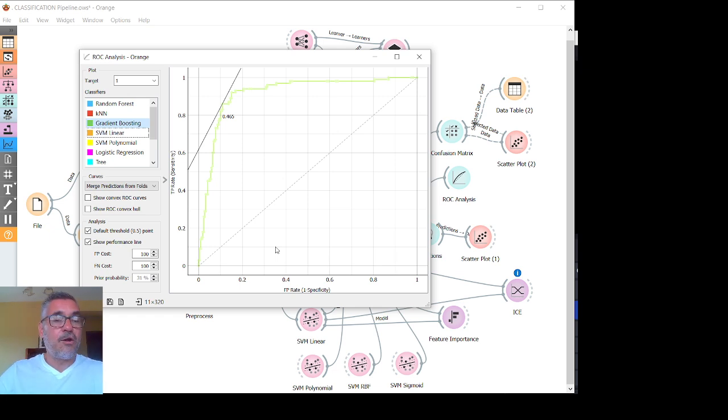Okay. Now, if we, for example, let's say the cost of a false negative is not 100, but let's say it is 5 times more costly than the false positive, and I put here 500, then, as you can see, now the best model moved from this area here to that area here.